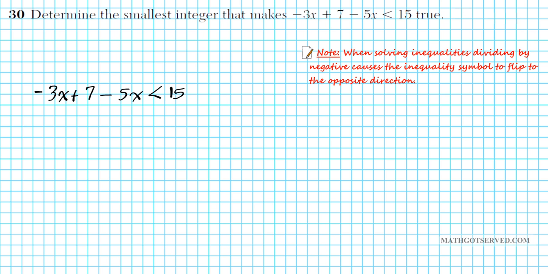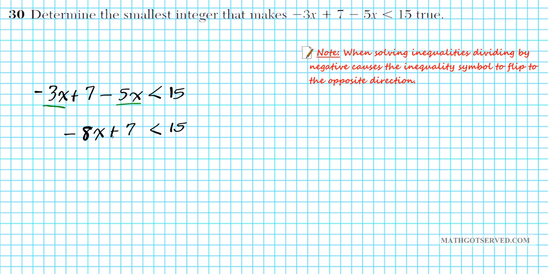So what we're going to do is combine like terms. Let's combine negative 5x and negative 3x. Since they have the same sign, we're going to add and keep the sign. That yields negative 8x plus 7 is less than 15. The goal is to isolate x. So to get x by itself, we have to get rid of 7 first and then the negative 8.